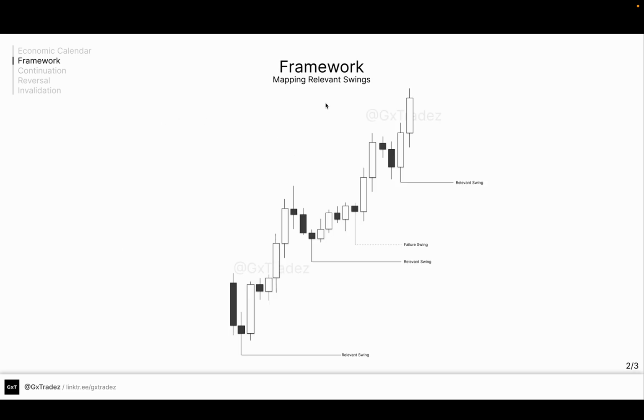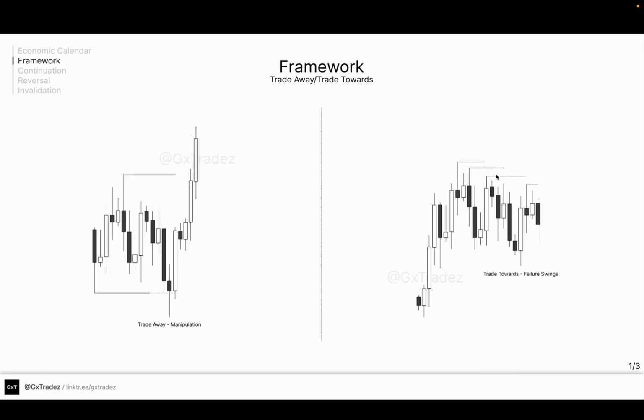So mapping out relevant swings, this is pretty important. So relevant swings are just spaced out highs and lows, right? So this low is not a relevant swing because it's not spaced out, right? So this becomes a failure swing, right? Failure swings are just close proximity highs and lows. So see how these highs are in close proximity, right? Those are failure swings, right?